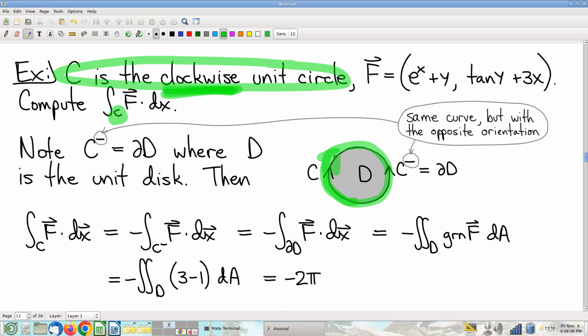The easy resolution in this case, though, is to point out that if I were to just go the opposite direction around the same curve, talk about C minus, same curve, opposite orientation, that is a boundary. And specifically, it's the boundary of, well, exactly what you think it is. It's the boundary of that region D that I've got highlighted in yellow. There. All right, so how are we doing? Is everybody with me so far?